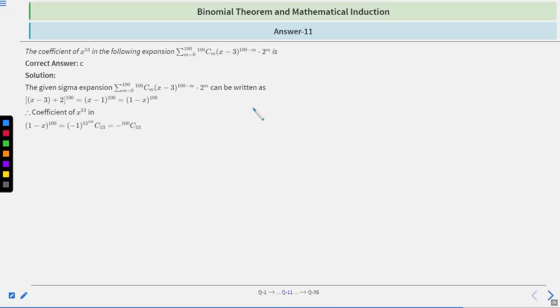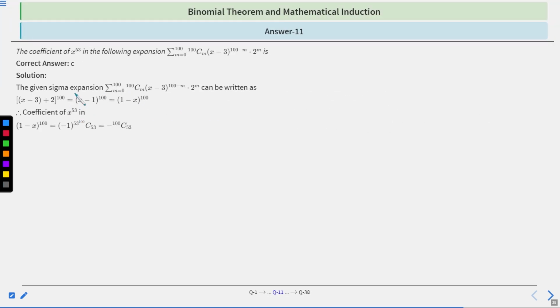Okay, let's move to the solution part. See, the expression is summation of m equal to 0 to 100, 100c m x minus 3 to the power 100 minus m into 2 to the power m. And it can be written in binomial form as x minus 3 plus 2 to the power 100, right? And it can be written as x minus 1 to the power 100. Clear? Also, it can be written as 1 minus x to the power 100.